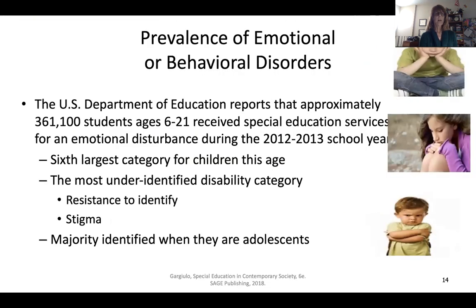One of the things that you want to look at, just in general, is prevalence. And although these are older statistics, I think we want to be very much aware that you're still looking at the sixth largest category for children of this age group, this 6 to 21, receiving special education services for emotional disturbance. It's very much an under-identified category.